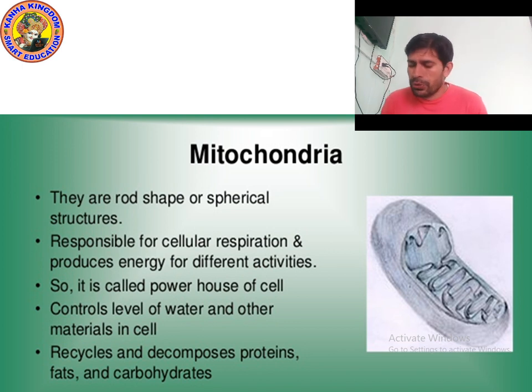So remember, kids, about the mitochondria. It is a rod shaped structure, or you can say a spherical structure. Why do we call it the powerhouse? Because it produces energy for different activities and controls the level of water and other material in the cell. That's why it is known as the powerhouse. And it also recycles and decomposes protein, carbohydrate and fats. Now kids, let's move on to the next point.